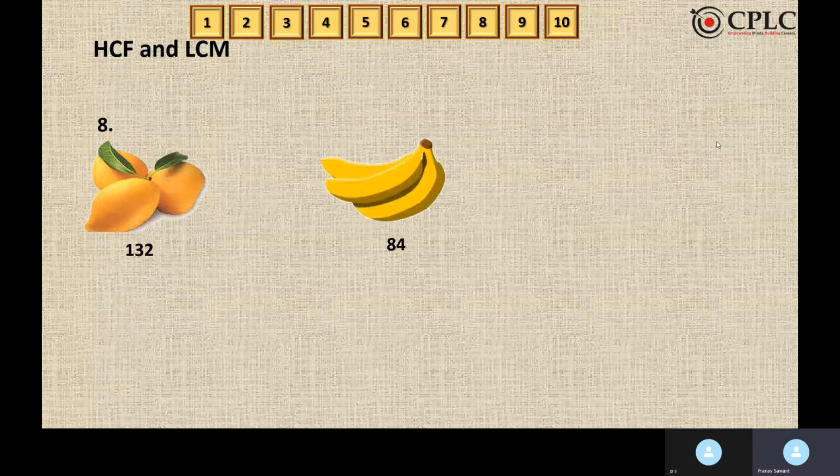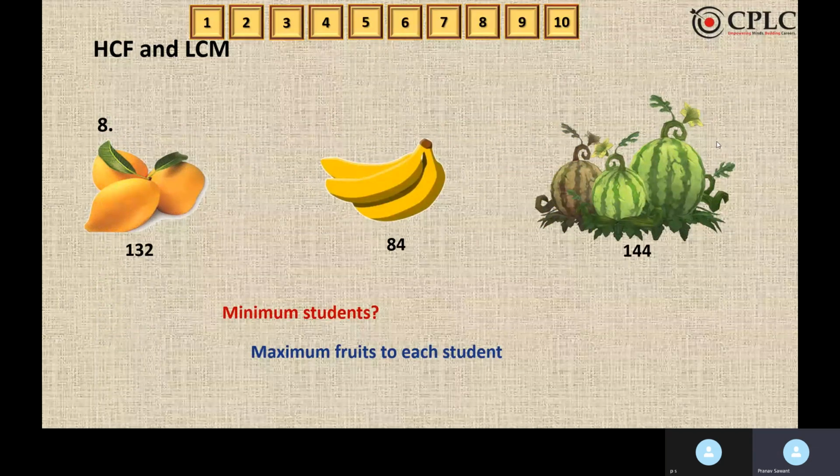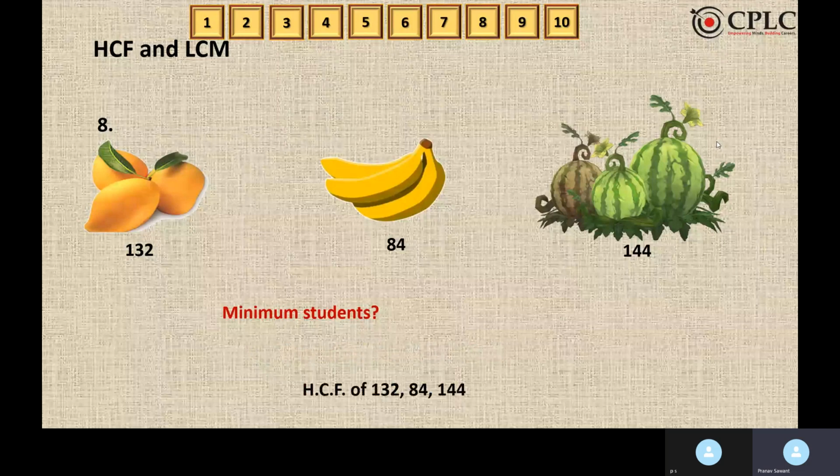Over here, we have 132 mangoes, 84 bananas and 144 watermelons. As we need minimum students, we need to distribute maximum fruits to each student. If we have to distribute maximum fruit to each student, we will simply take the HCF of 132, 84 and 144. So HCF is 12. That means I can give 12 fruits to each student.